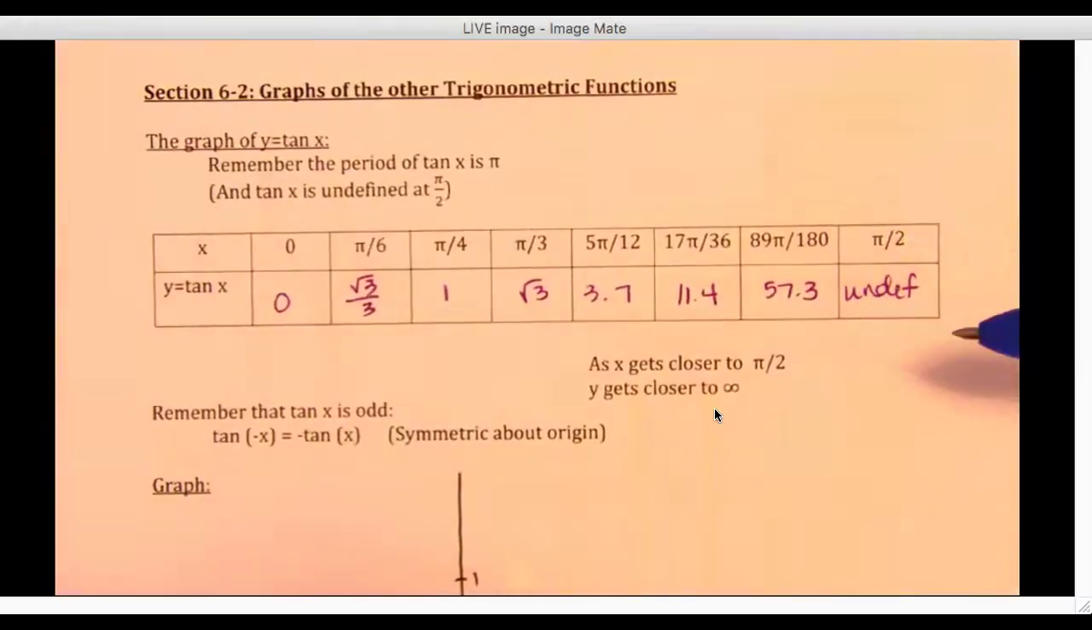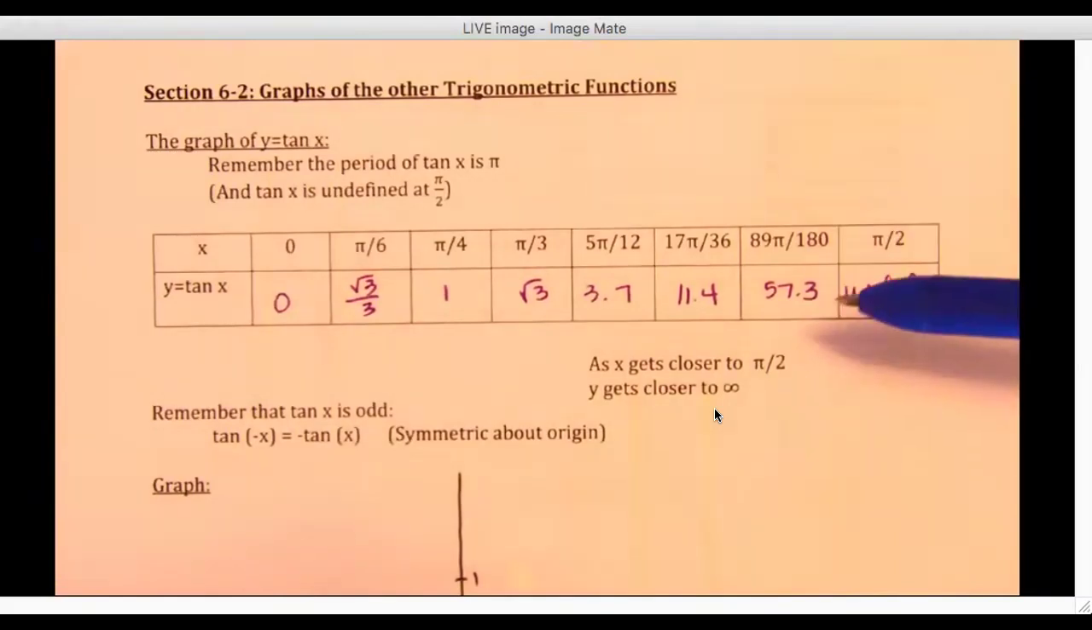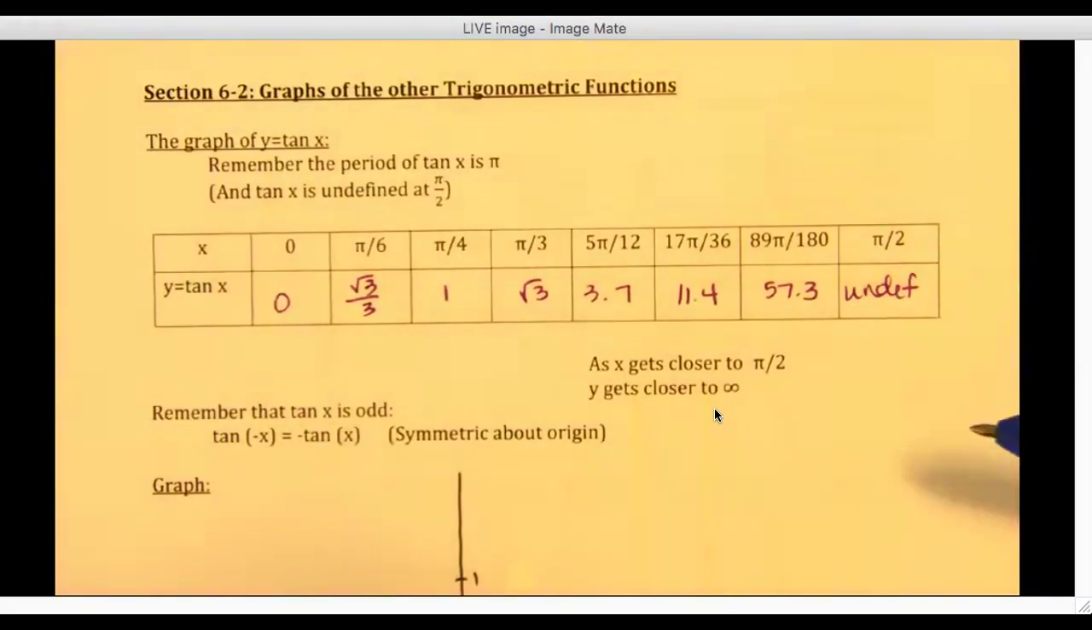Right. This is section 6.2, and we are looking at the graphs of the other four trig functions. So we already looked at the graph of sine and cosine, and in this section, we will start out looking at tangent and then cotangent, and then we will look at cosecant and secant. So again, using that unit circle would be really helpful. Memorizing it would be even more helpful.